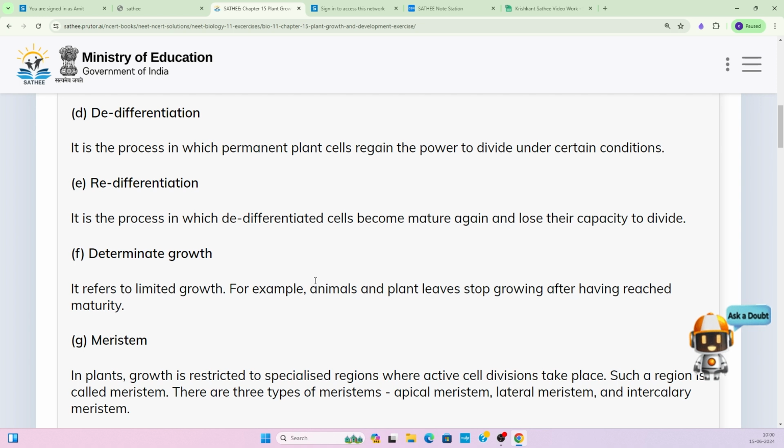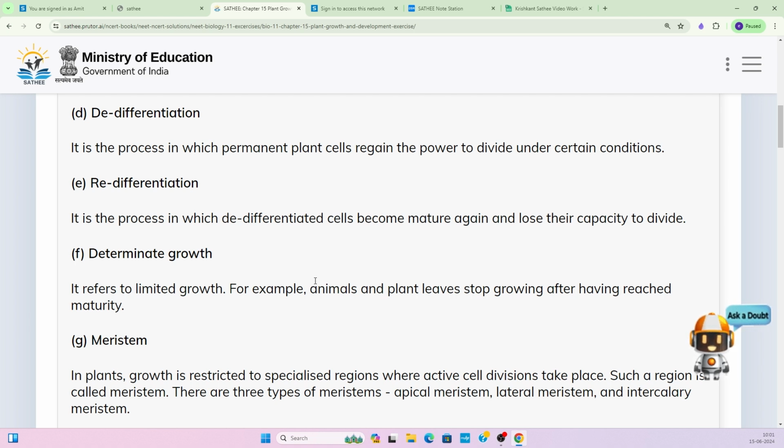Determinate growth. It refers to limited growth. For example, animals and plant leaves stop growing after having reached maturity. Animals and plant leaves do not show any type of growth, right? So when they reach maturity, they stop growing.